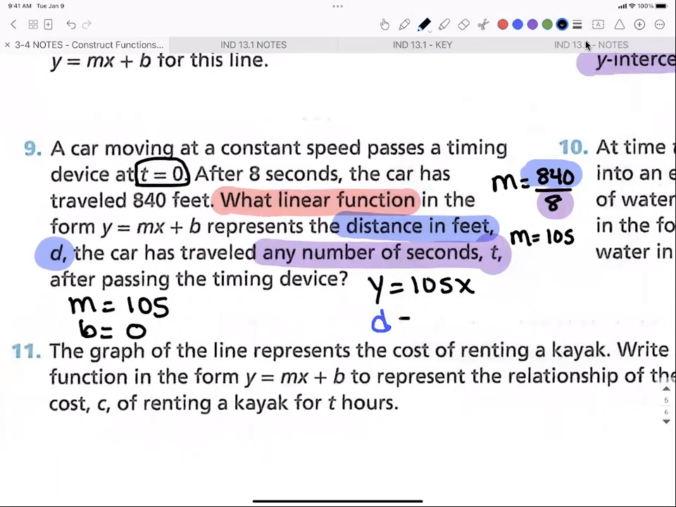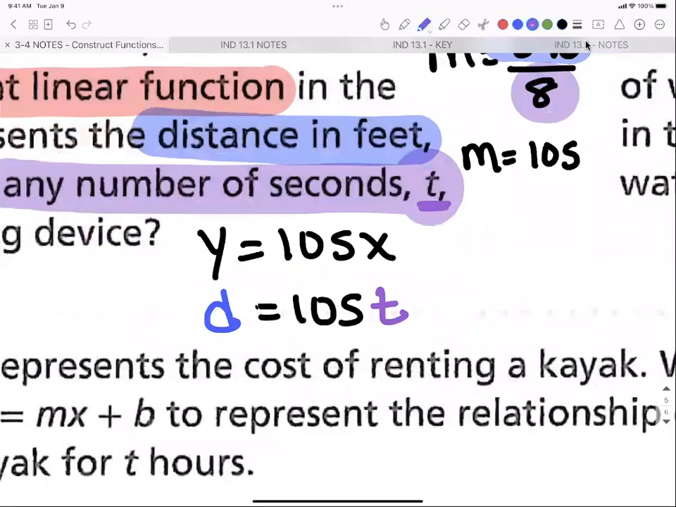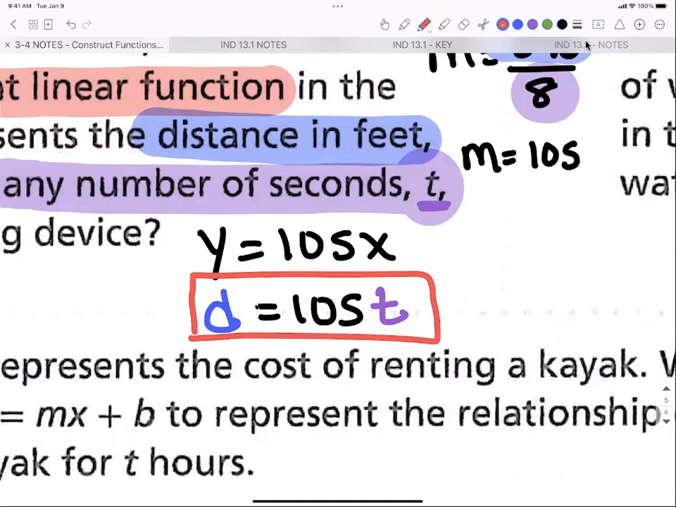So in place of the y, I'm going to put a d. And then my slope is what I found my slope to be. And they want you to use t for time. So instead of using the generic x, I'm going to actually use a t. They mean the same thing, but in this particular case, this is considered the correct answer. Okay, generic versus specific. If they don't tell you a specific name for the x and y axis, then you can just leave it generic.